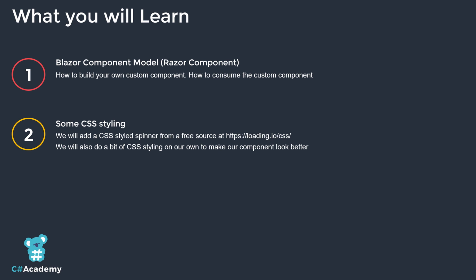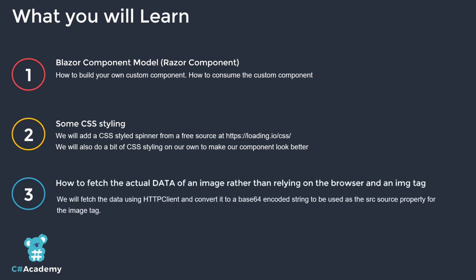We'll do some CSS styling. We'll add a free CSS styled spinner that we can use when our component is in its loading state. And we'll do a little bit of CSS styling on our component to make it look a little bit better on our own. And finally, we'll learn how to fetch the actual data of an image rather than relying on the browser's img tag to do the fetching for us. So let's get busy.